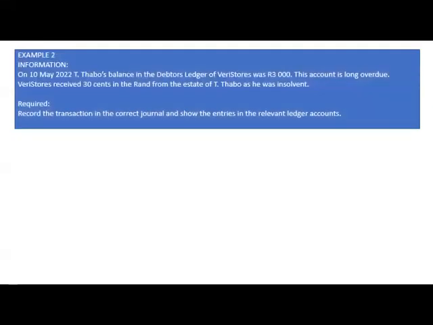Let's try this one out. So here T-Table is owing us 3,000. And we said this account is long overdue, so we need to write it off. But we don't write off the whole 3,000 rand because as various stores, we received 30 cents in the rand from the estate of T-Table as he was insolvent. Great news. So that 30 cents goes to the CRJ. But the other 70 cents, we need to write it off as bad debts.